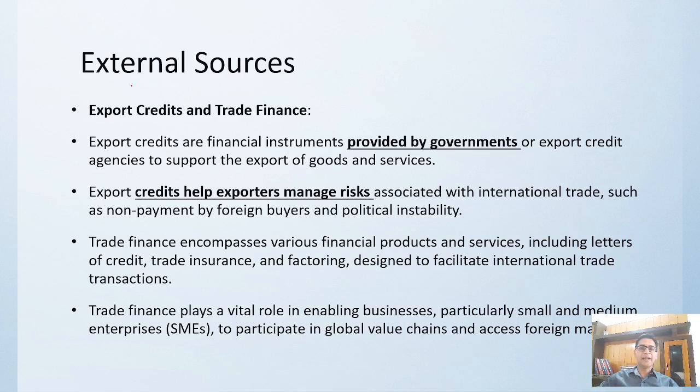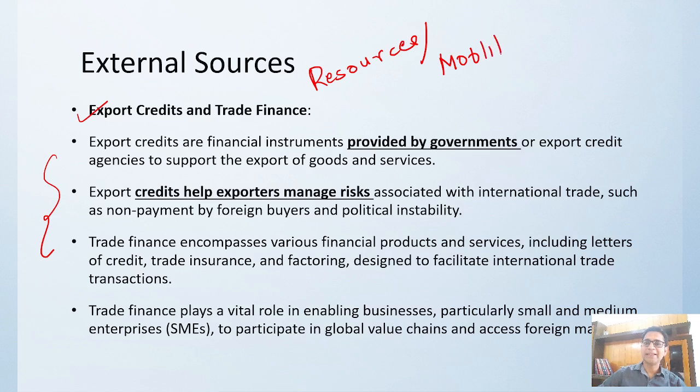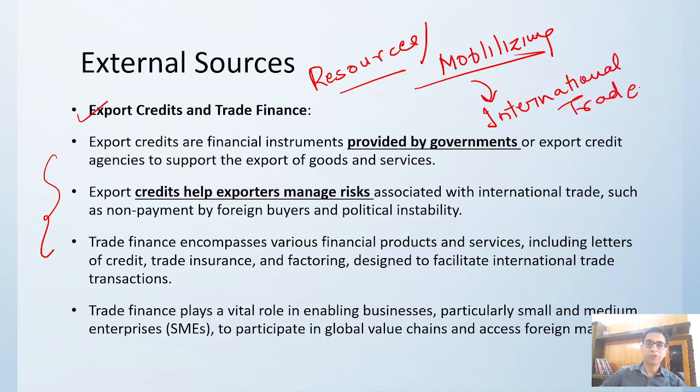Now export credit and trade finance, the government is providing you with export credit and trade finance in order to do trade with the outside world, right? If you wanted to do international trade or anything, the government is providing the resources. So here you can see how the government is utilizing resources and mobilizing the resources for development of international trade.